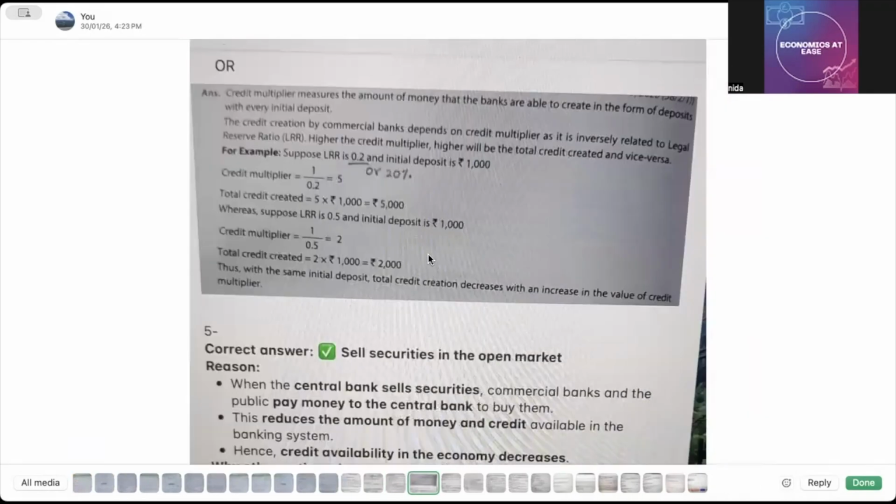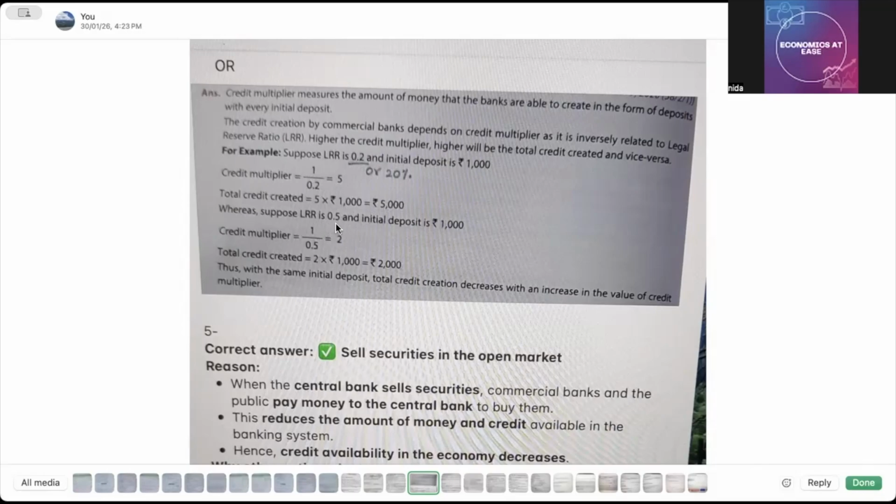Now in question number 4, credit multiplier with example. So now you're going to write the question like this. With legal reserve ratio, for example, the lower the ratio, the higher will be the credit multiplier and the total credit, and vice versa. For example, your LRR is 0.2, that is 20%. Initial deposit is 1000. So what was the credit multiplier formula? 1 upon LRR, that equals 5. So what was the total credit creation? Initial deposit is 1000 and you multiply with the credit multiplier, you will get 5000.